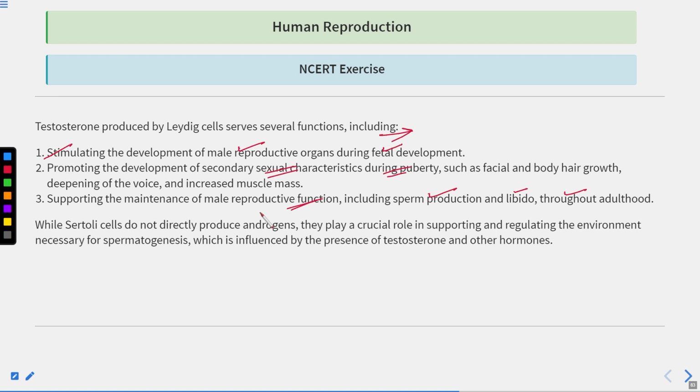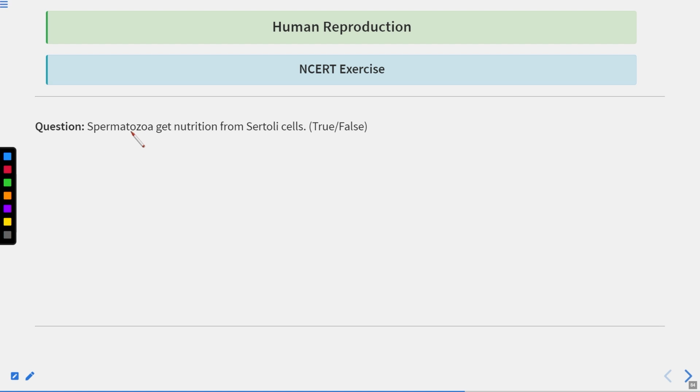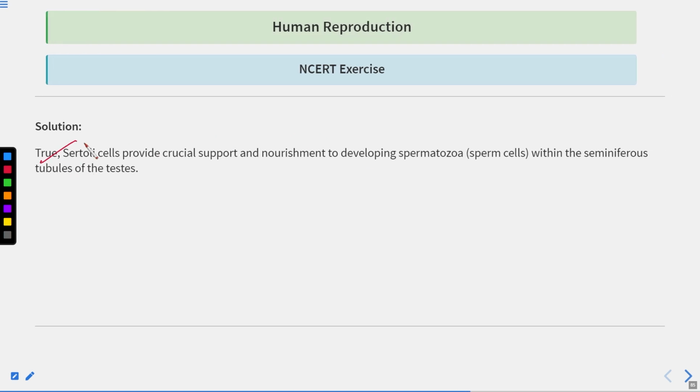While Sertoli cells do not produce the androgens, they are crucial in supporting and regulating the environment necessary for spermatogenesis, which is influenced by the presence of testosterone and other hormones. Now, next: spermatozoa get nutrition from the Sertoli cells. Is this true or false? This is true. Sertoli cells provide support and nourishment to the developing spermatozoa also, because the head of the spermatozoa gets inserted into the Sertoli cells. Why? Because they need nutrition from the Sertoli cells.